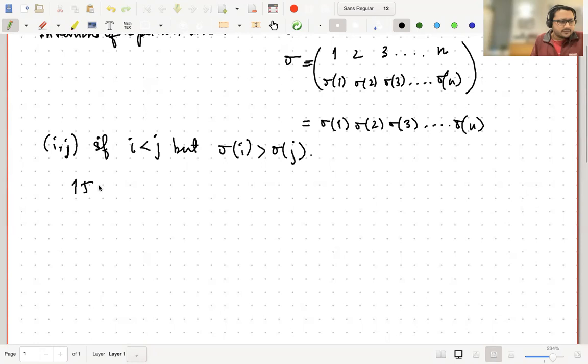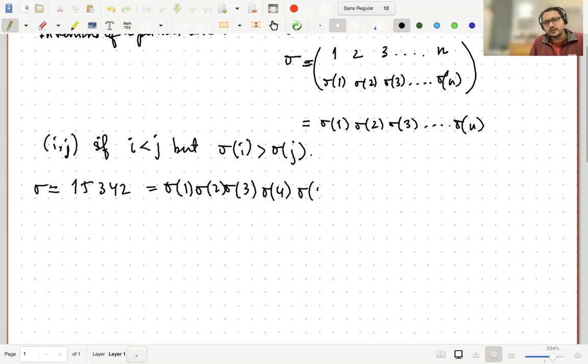1, 5, 3, 4, 2. Here there are 5 inversions. We'll look at each pair of numbers and see which are the inversions. So this is sigma 1, sigma 2, sigma 3, sigma 4, and sigma 5. Basically sigma 1 is 1, sigma 2 is 5, and so on. If the first number is a 1, we don't need to check because everything else will be bigger than 1, so this 1 we can forget.